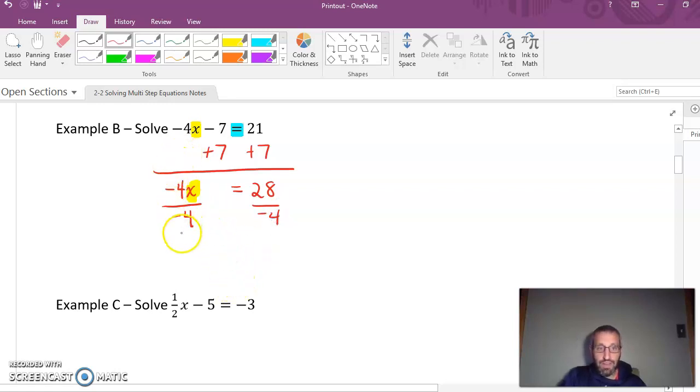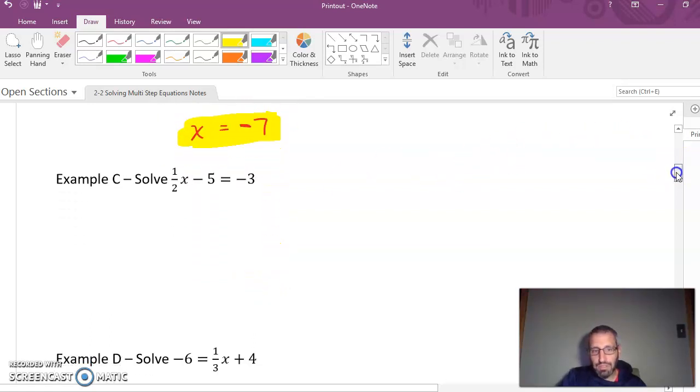Okay, negative 4 divided by negative 4. Negative divided by negative, that's positive. That's right. That's what we want. 4 divided by 4 is 1, or 1x, or just x. On the right-hand side, the positive 28, positive divided by the negative, gives me a negative. And then 28 divided by 4, there are 7 4's in 28. So we figured out what x should be. X is negative 7.